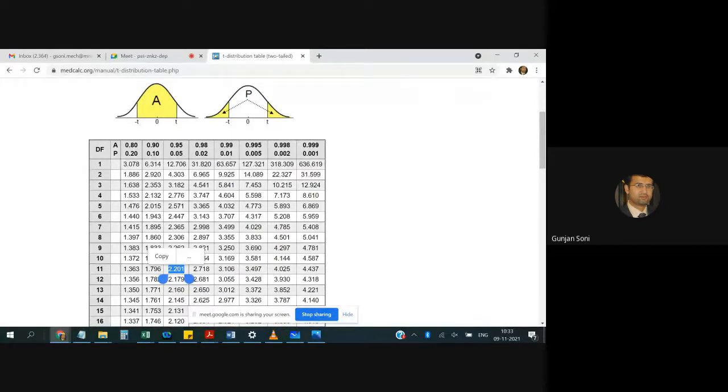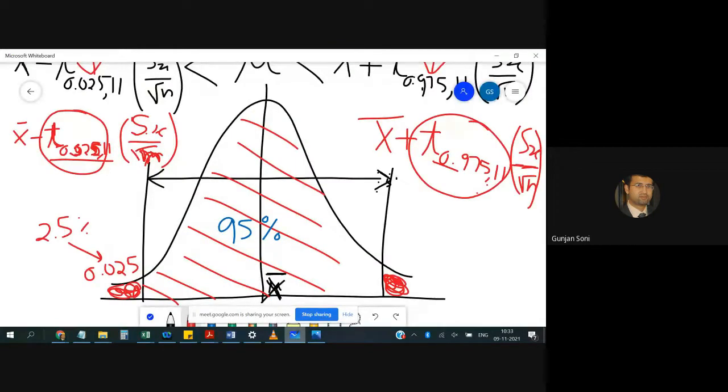Okay, so this 2.201 has come. And unfortunately you do not have any course in your curriculum which is going to cater to this, except that we are doing it in this course because it is relevant and it is there in all the books of measurement. Okay, so the value is 2.201. Here also it is 2.201.